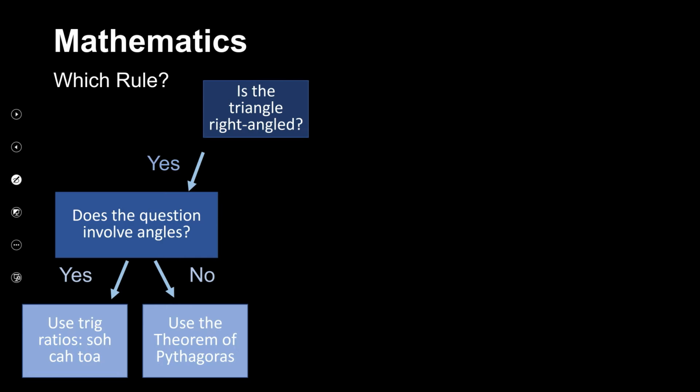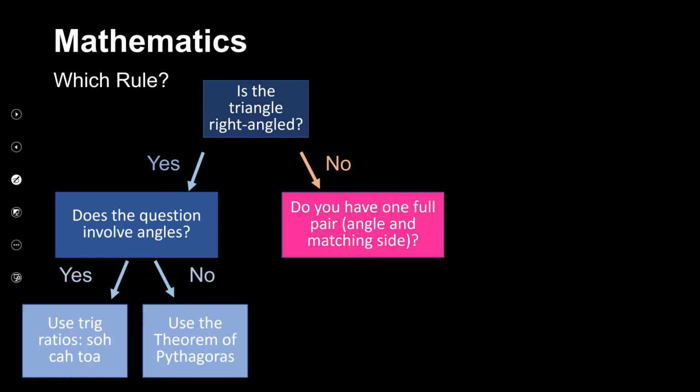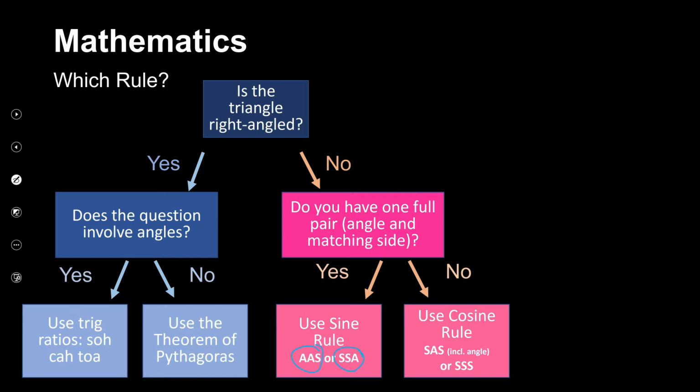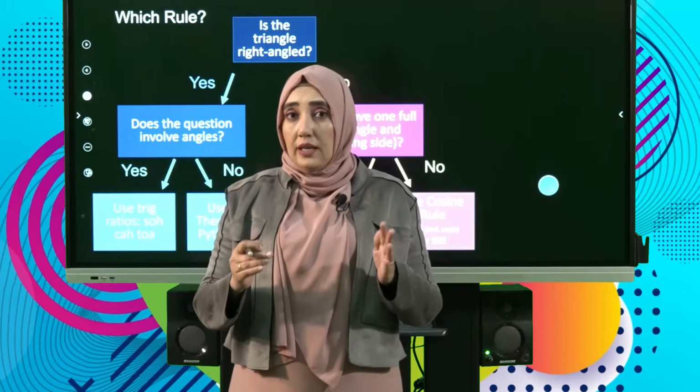Now we get to the grade 11 work. If the triangle is not right angled, then we've got to ask, do you have one full pair, that means an angle and its matching side, the side across from it? If you do, then that's the green light for the sine rule. So one full pair means we can use the sine rule. We have angle, side or side, angle, remember not the included angle. But if we don't have one full pair, then we've got to use the cos rule. And again, cos rule: side, angle, side or side, side, side. Okay, so that was a quick recap of the rules.